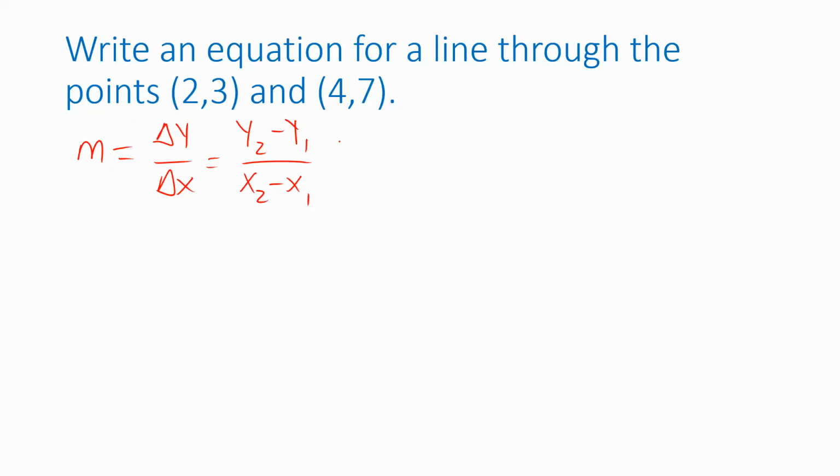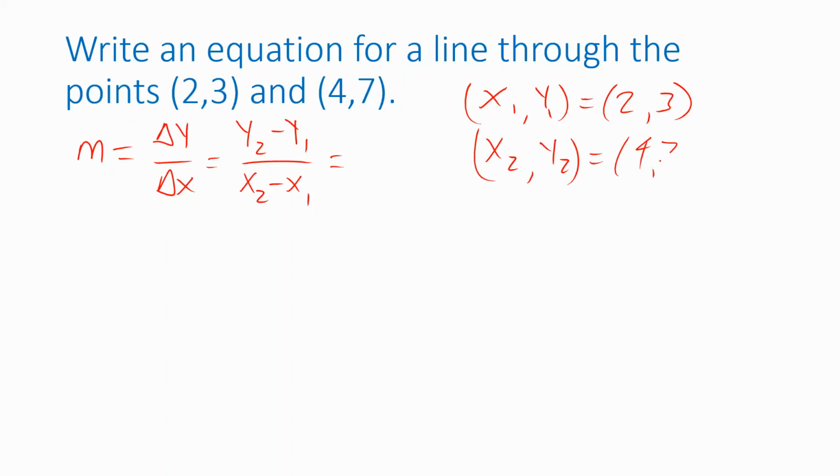So I'm going to use the first point here is what I'm referring to when I talk about x1 and y1. The second point that we're given is what I'm talking about when I refer to x2 and y2. So those are the values I plug in here, right? The change in y is the difference between these two y values, 7 minus 3. The delta x, the difference between the x values, is 4 minus 2.